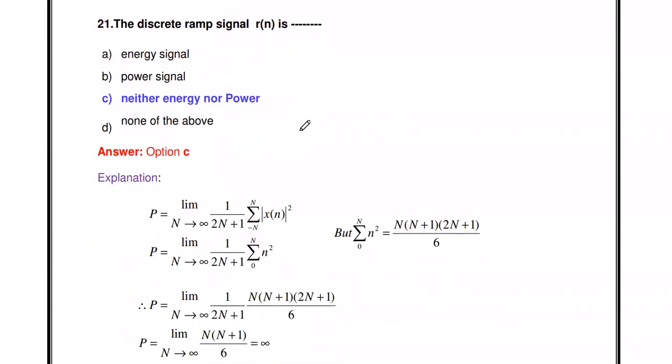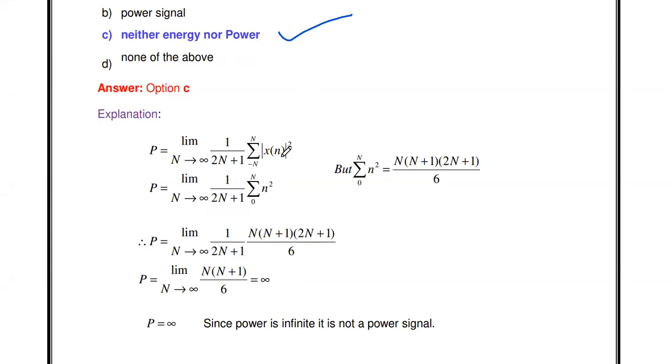Then the next one, the discrete ramp signal r of n. It's neither energy nor power. It's not an energy signal, because the energy value is infinity, and the power value is also infinity. So it's neither energy nor power. So you see, this is the formula in order to calculate the power.